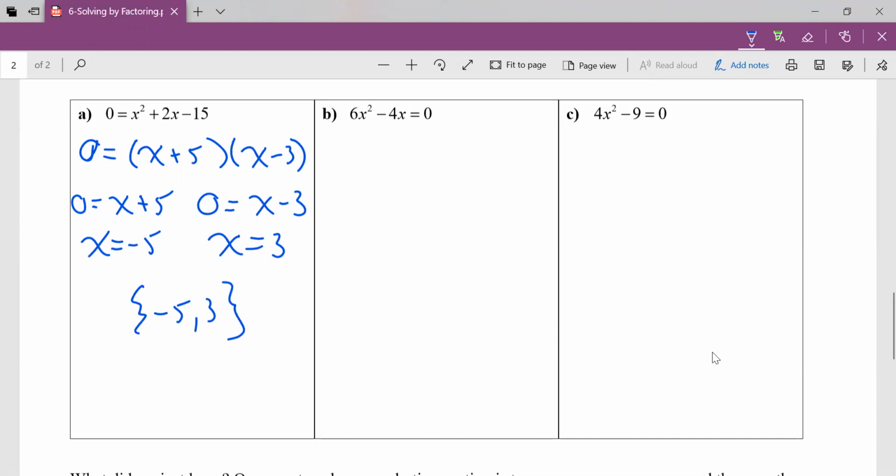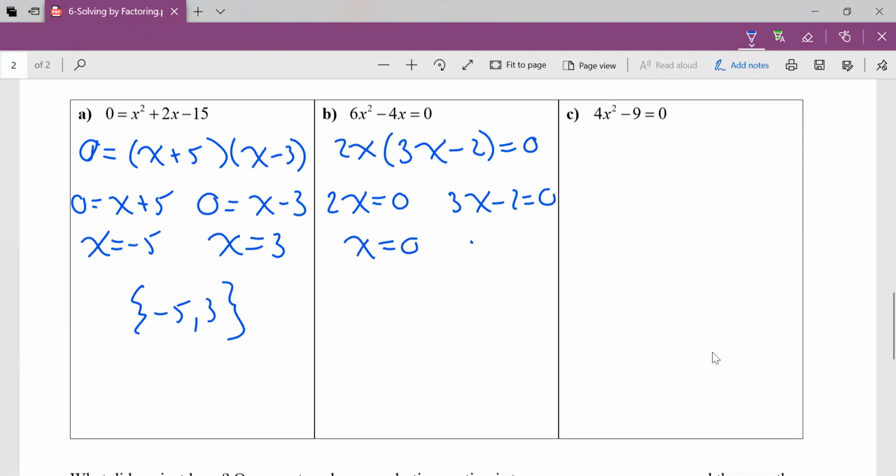Okay, let's look at B. Again, we're going to factor. This one is not a trinomial. This one has a greatest common factor. So I'm going to factor out a 2x, and I've got a 3x minus 2 left. Again, now I make two little mini equations, and we isolate for x, and there are your solutions. And again, if you wanted to write it that way, there's your solution set.